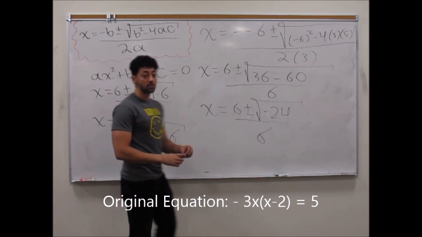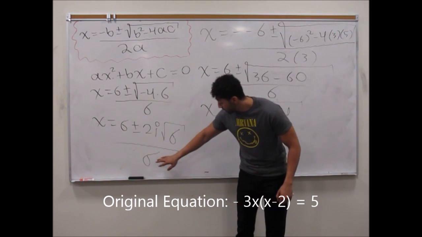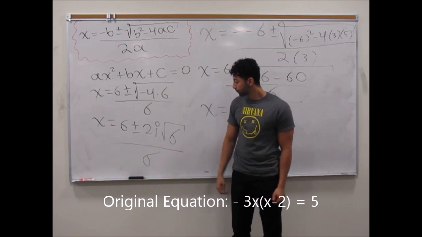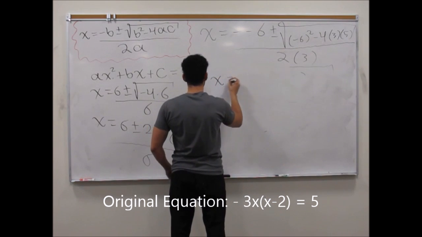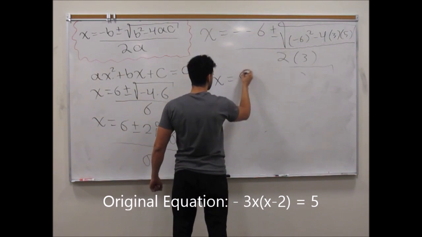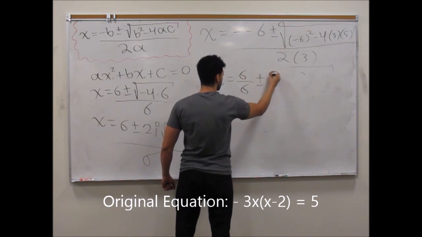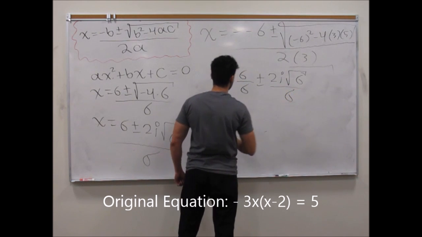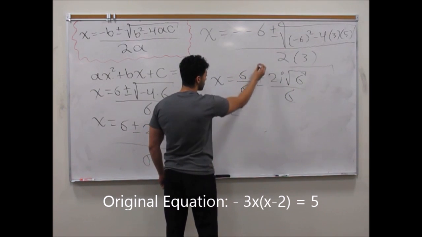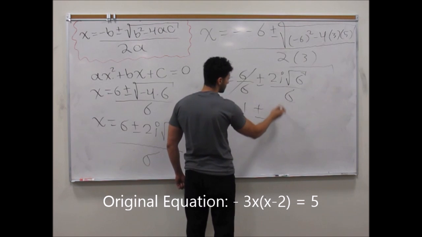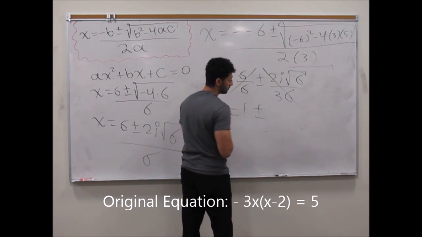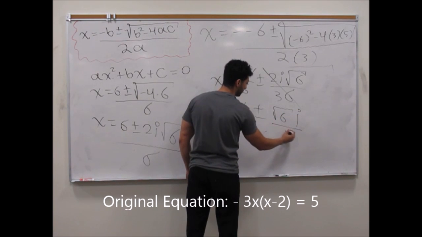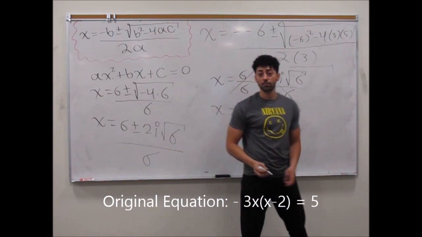And this is the case where this denominator number goes into that number and the 2. We're going to split it up and get that x is equal to 6 over 6 plus or minus 2i square root of 6 over 6. So then we get that x is equal to, this will be a 1 plus or minus, that'll be a 3. So we get the square root of 6 i over 3. I guess that looks better.